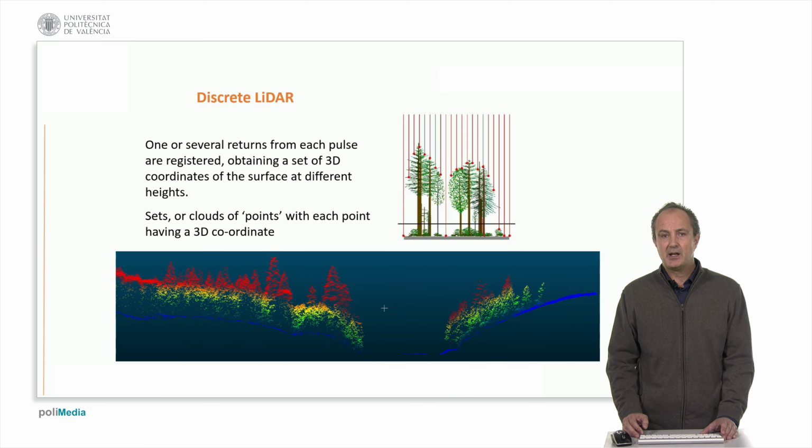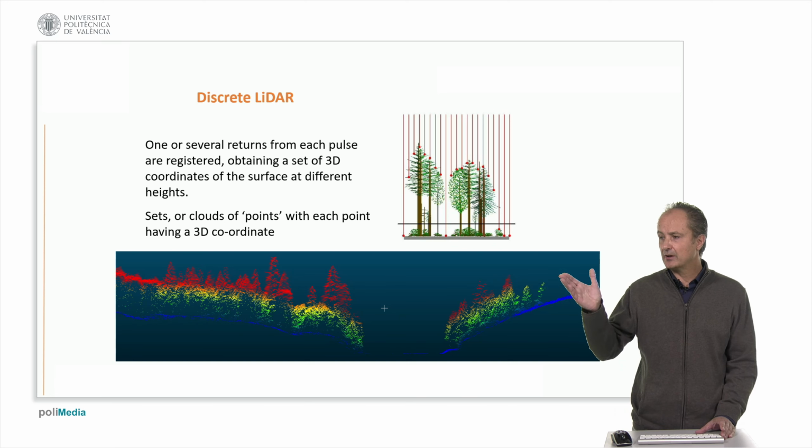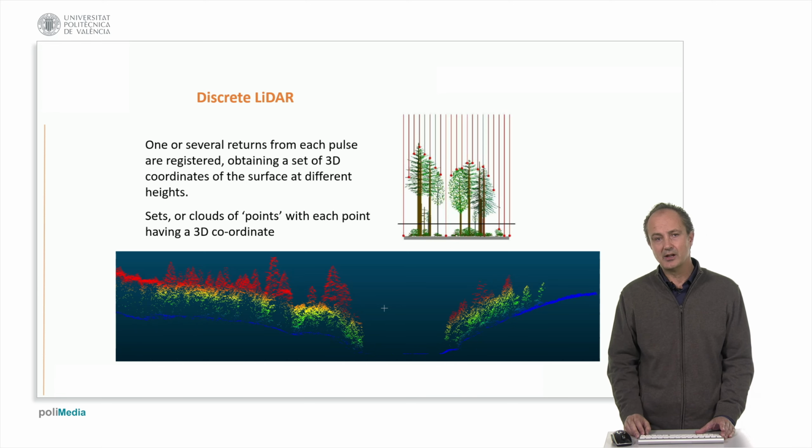There are two main types of Lidar: discrete and full waveform. In the discrete Lidar, either one or several returns are registered from each energy pulse, so we obtain a set of three-dimensional coordinates of the surface at different heights, conforming what we call a point cloud. Here we see a point cloud profile of a forest area.